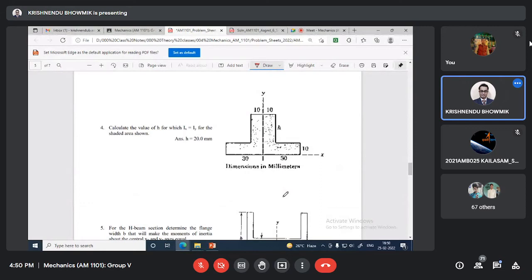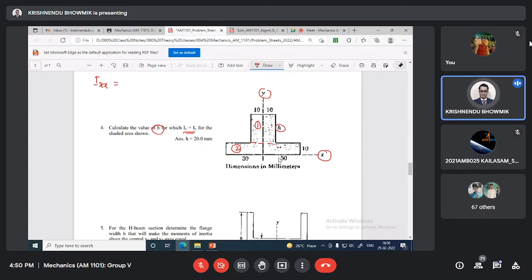Now calculate the value of H such that Ix and Iy will be the same. So this is the H value given. What I can do is divide this into 2 parts. This is 1, this is 2. You have to be careful. This is the x-axis, this is the y-axis. Now I calculate the IXX value for 1 and 2 separately.